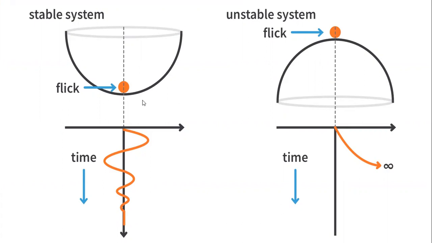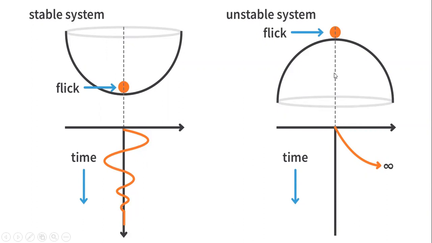Consider a marble and a bowl arranged as shown. First, the marble is inside the bowl. A small flick will make the marble oscillate about its equilibrium position, and it will eventually settle back to its original position. This is how it goes with respect to time.